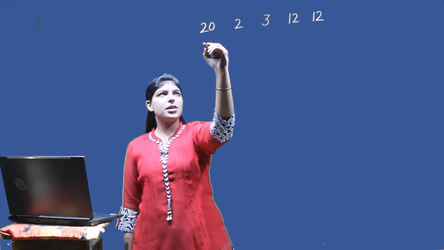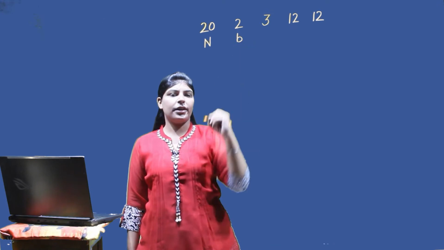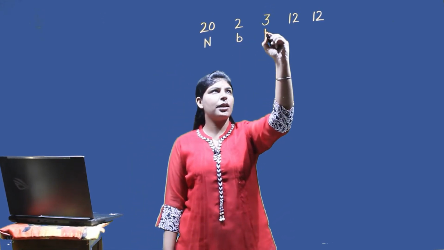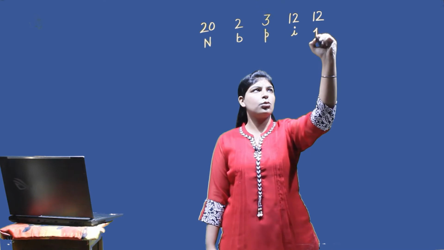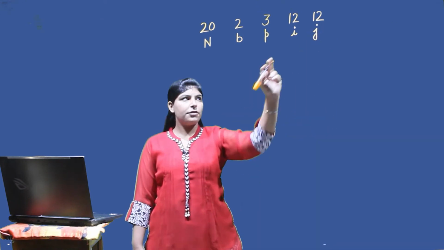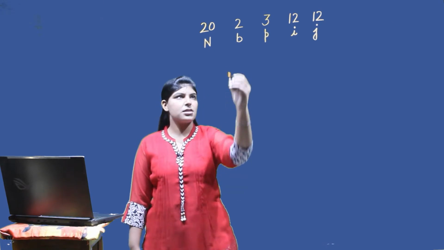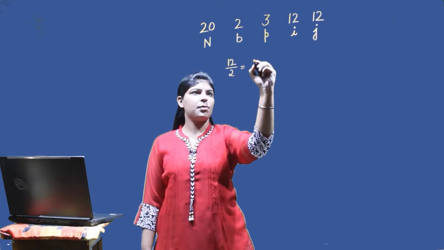The first input is N, that is the number of monkeys. Next we have B, the number of bananas which are eaten by a single monkey. Next we have P, the number of peanuts which a single monkey eats. These are the total number of bananas and these are the total number of peanuts. If I have 12 bananas and each monkey eats 2 bananas, how many monkeys can eat bananas? 6 monkeys. So if I do 12 divided by 2, I will get 6 monkeys.